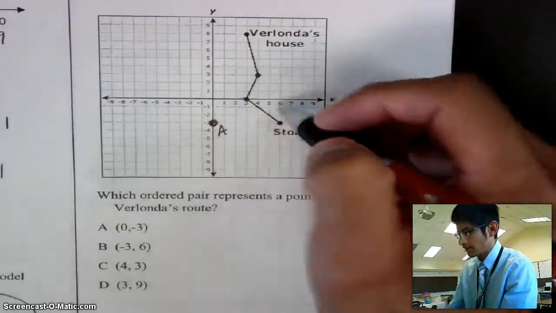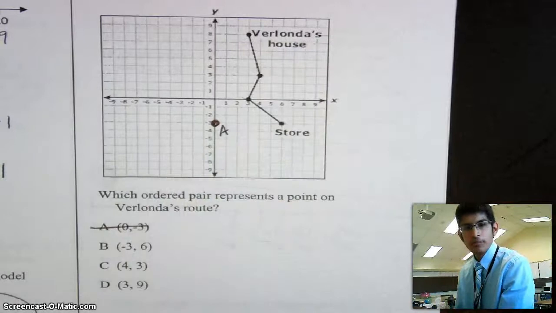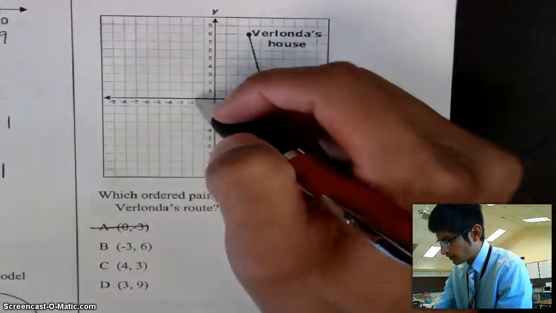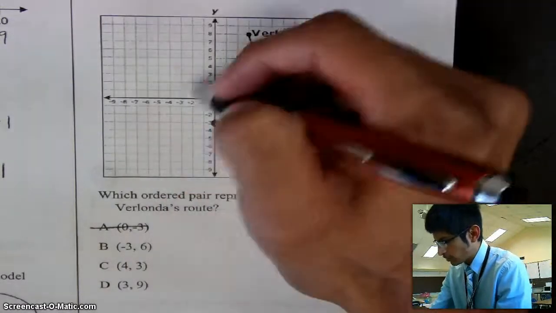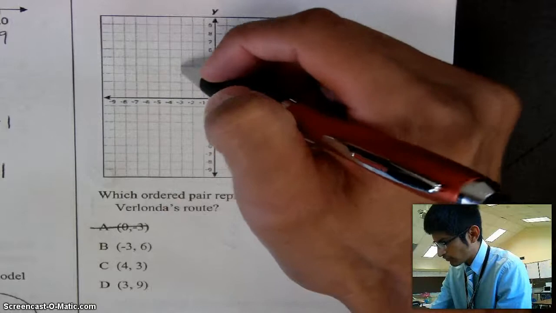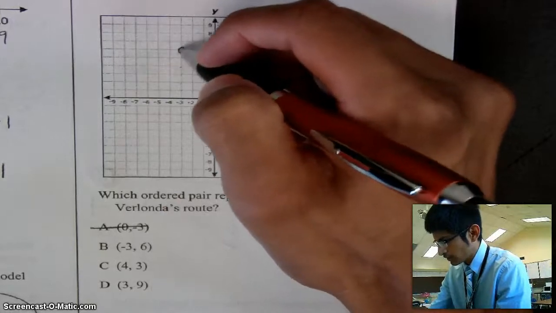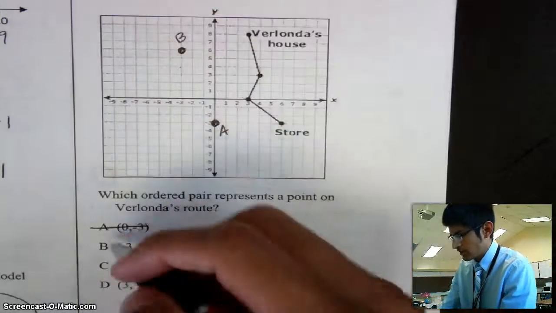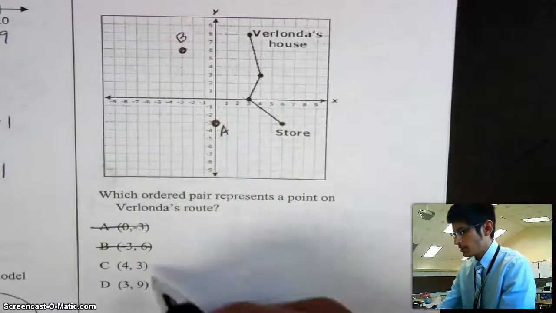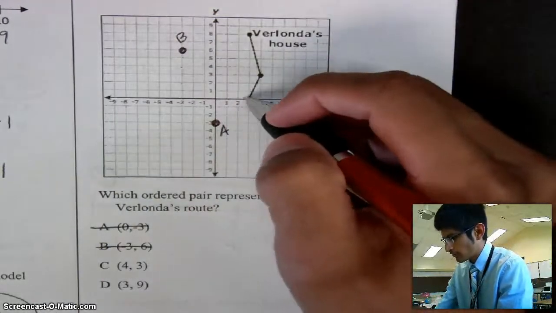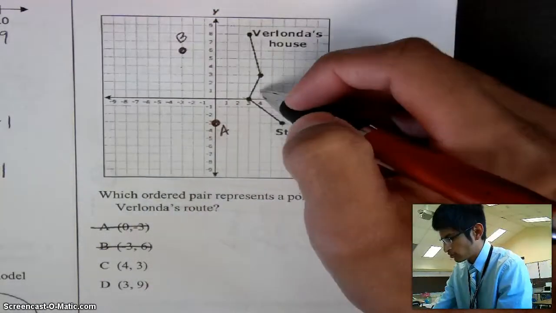And point A is not on this line, so it's not going to be A. B, negative 3. So X is negative 3. Y is 6. So I go up 6. 1, 2, 3, 4, 5, 6. And that's going to be B. And that's not on the line either. C, positive 4. 1, 2, 3, 4. Positive 3, 1, 2, 3.